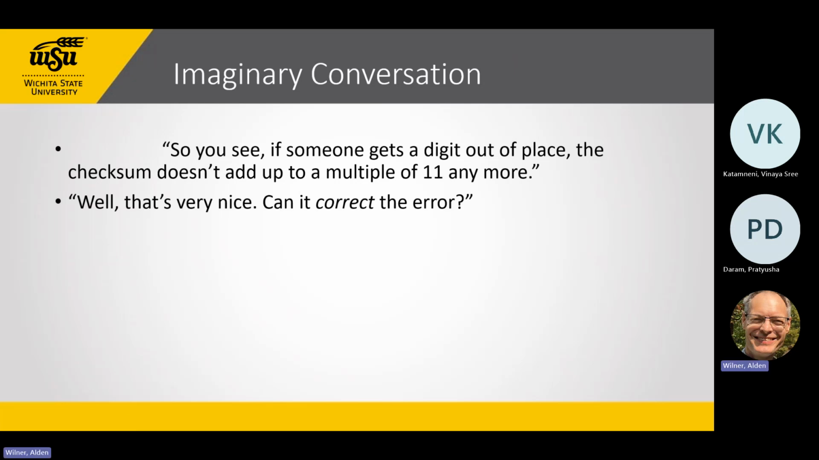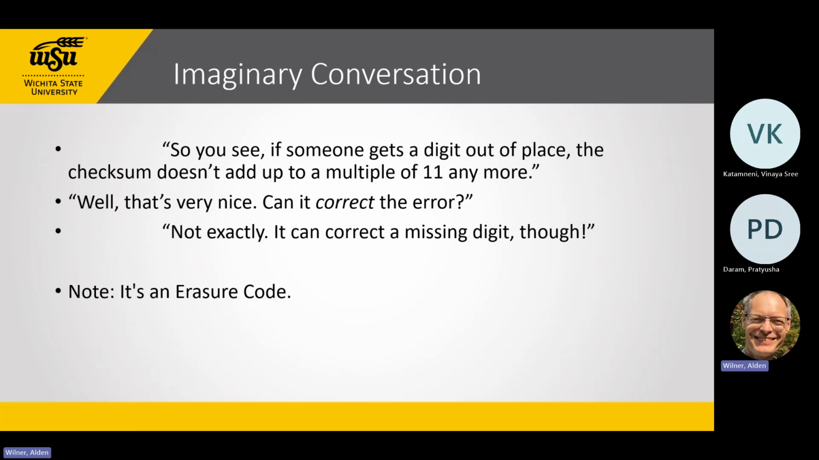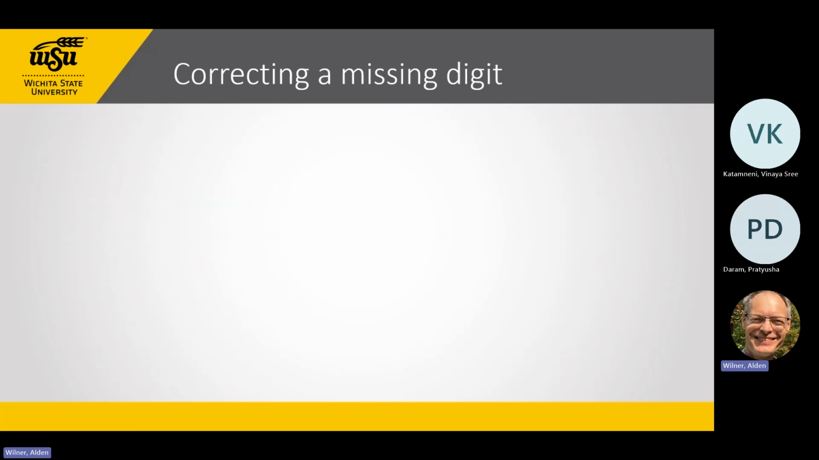Well, that's very nice. Can it correct the error? Not exactly. It can find a missing digit. If someone types it in and we get it wrong, this is an erasure code. This is why Galois fields are perfect for RAID. Remember we talked about SECDED code, single error correction, double error detection, where it can actually correct the error, versus RAID, where the algorithm is implemented to fix the data, to recalculate the data that's on a missing drive. It's not wrong data, it's just gone. You know the data is not there, right? That's an erasure code. It handles erasures.